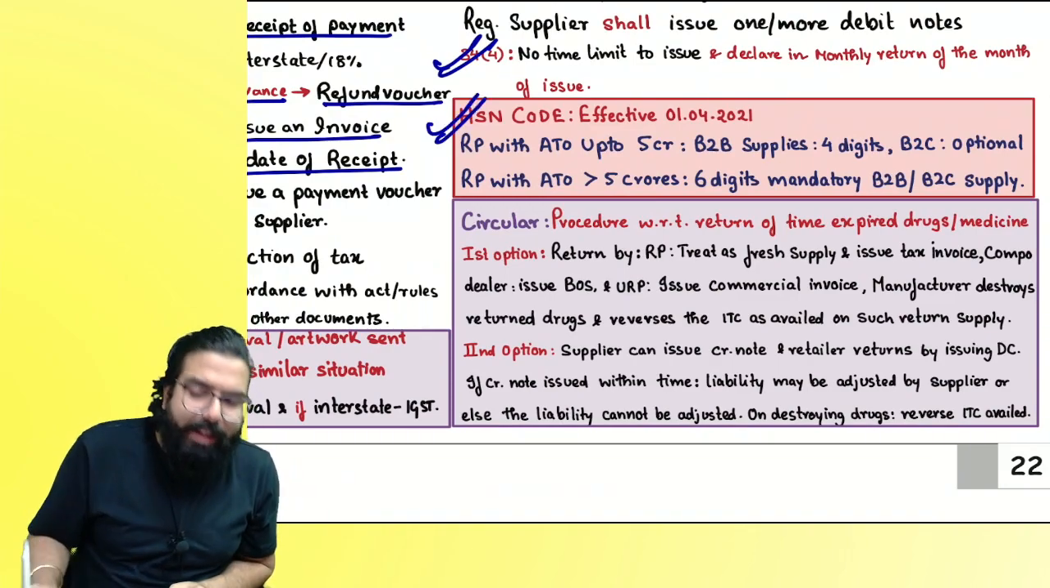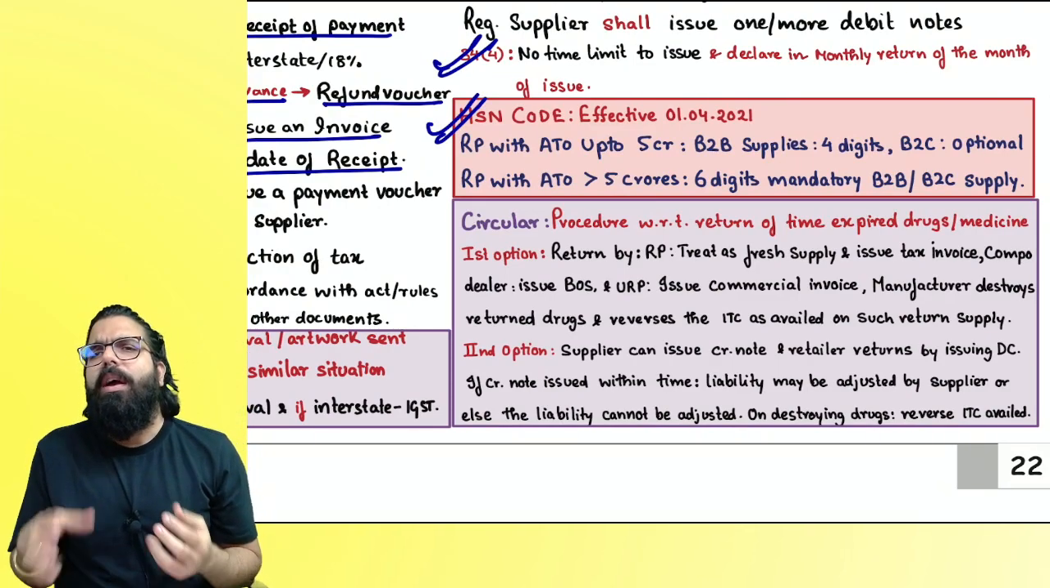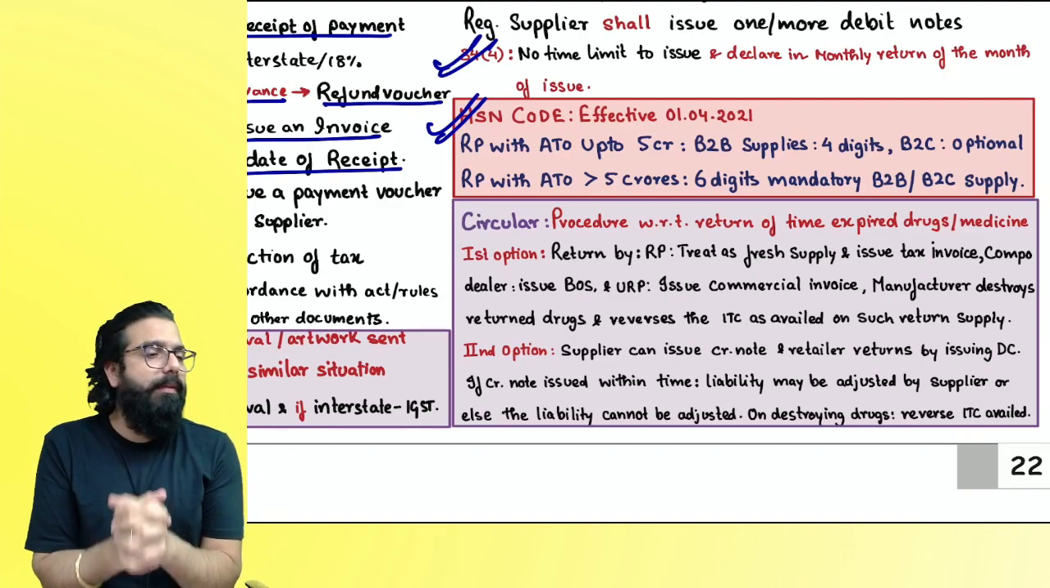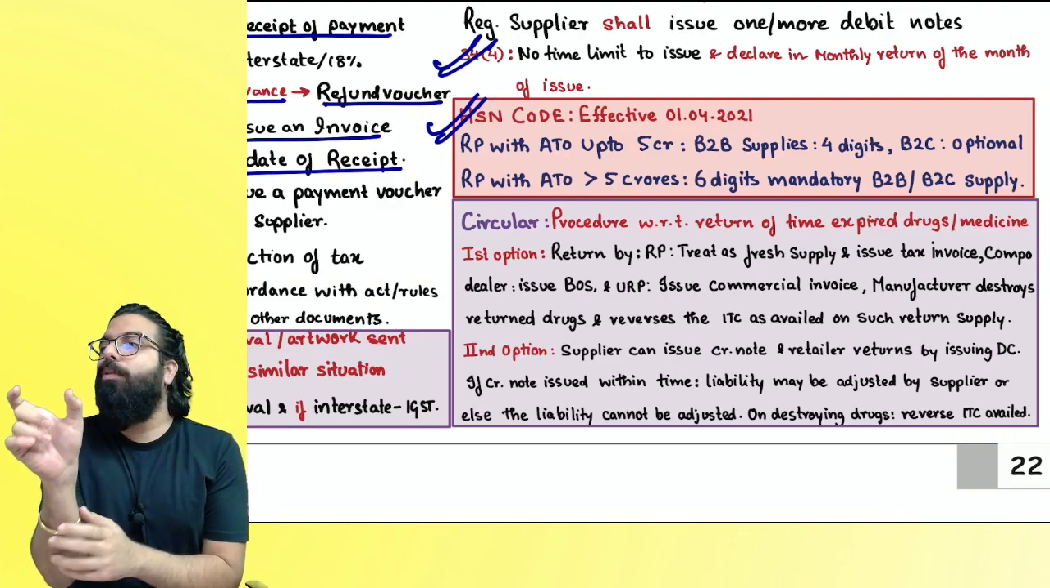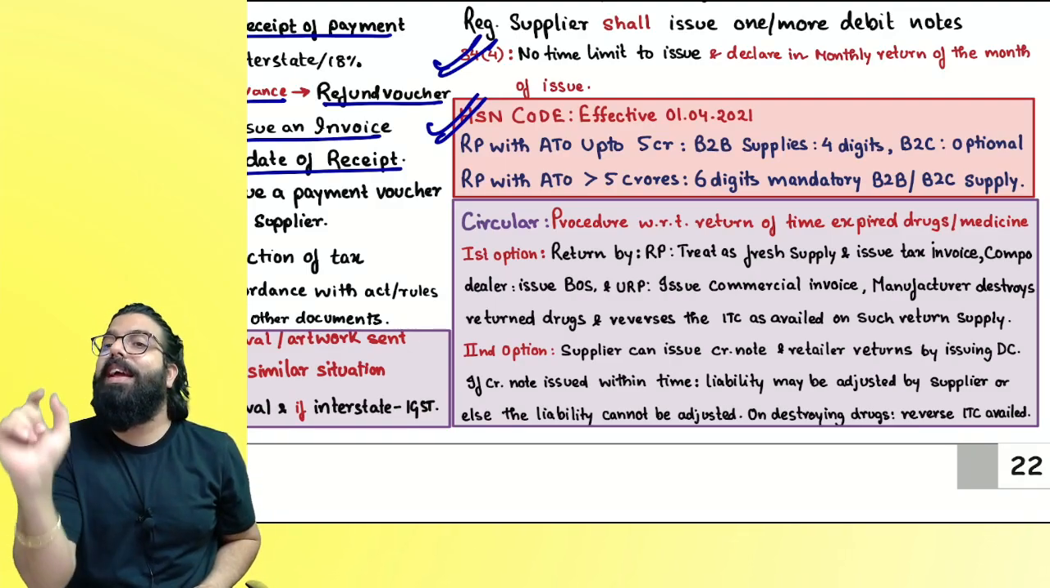The next one over here is HSN code. Sir, what is HSN code, everyone? Harmonized System of Nomenclature. Whenever you are issuing an invoice, you should put the HSN code, which is an 8-digit code.